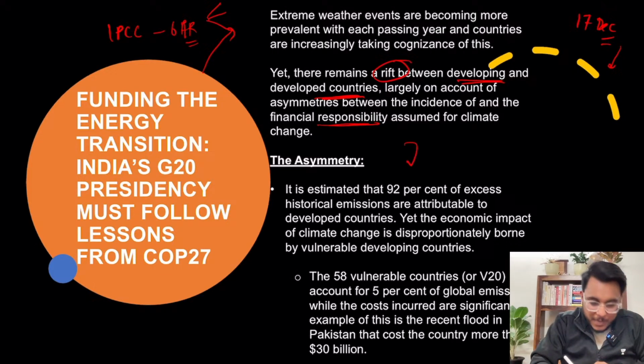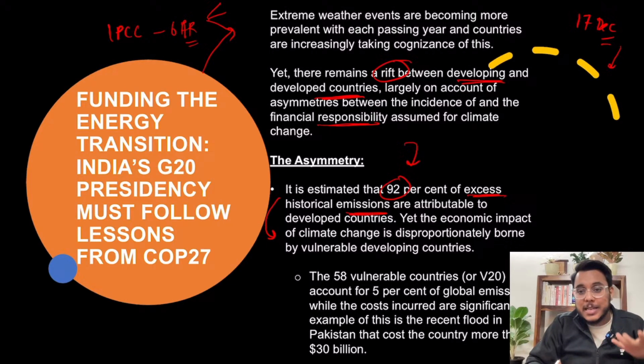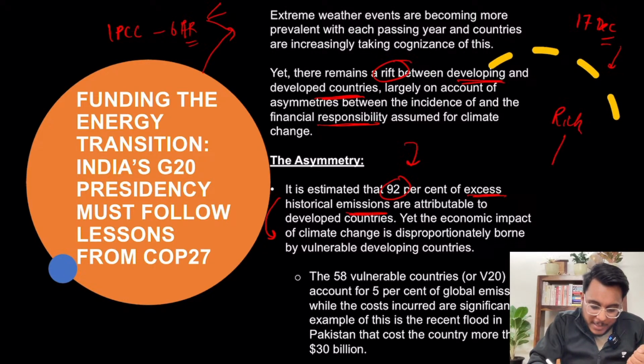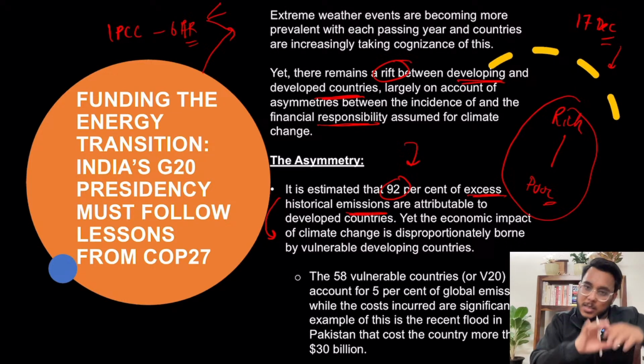Now, guys, understand this thing. It has been provided that 92% of the excess historical emissions are attributed to the developed countries. So the emissions of the developed countries are luxury emissions, and because of that they have polluted. But who is facing the disaster, who is facing the cost? These are the poor countries. Today, as a part of climate justice, it is provided that the rich countries should provide finance to the poor countries. This is the biggest dispute in COP26 that was held last year in Glasgow, and COP27 that has been held in Egypt this year.